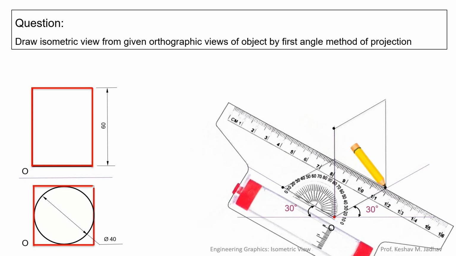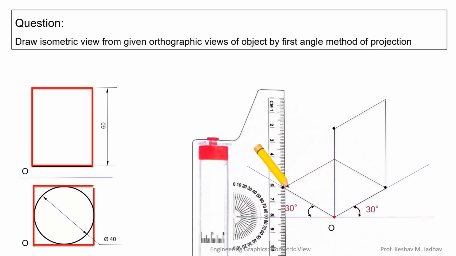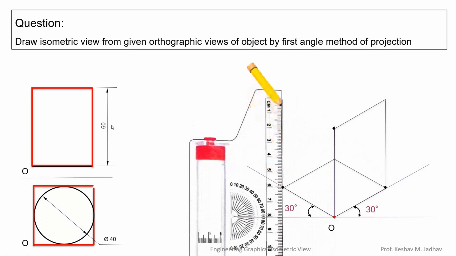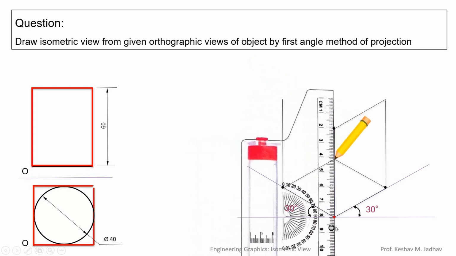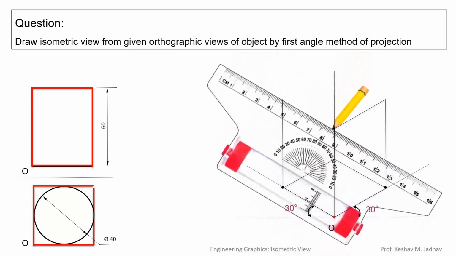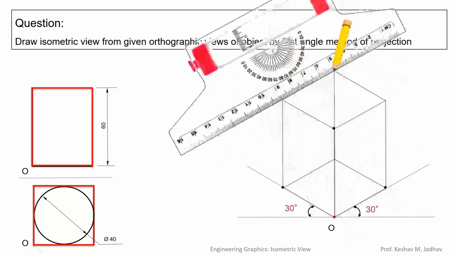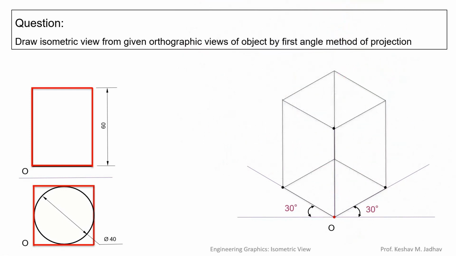Now we have to complete the rectangular box, that is the isometric box. So from these corners, draw a vertical line and its length is 60 mm. Similarly, from this corner, we can draw a vertical line of 60 mm length like this. Then we can connect these ends like this. So this is the isometric box for the given front view and top view.